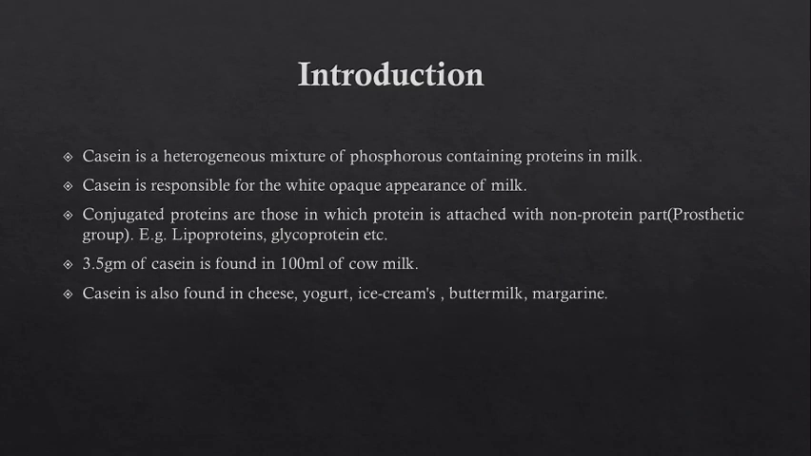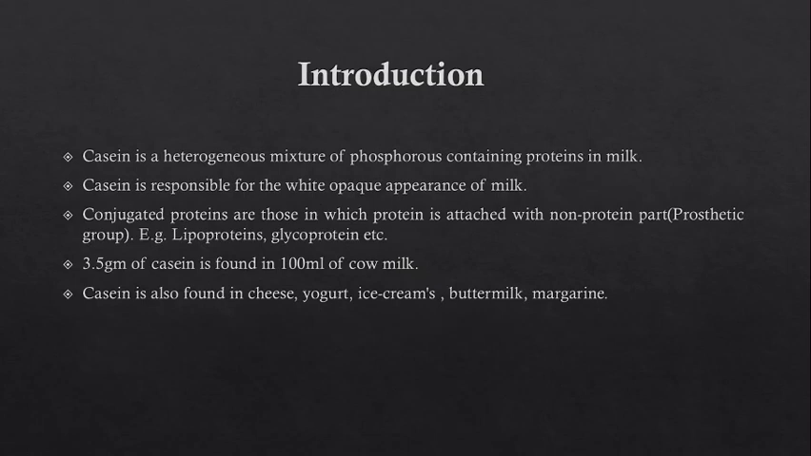Casein is not a pure protein. Casein is attached with a non-protein group, which is phosphorus. Therefore casein is a conjugated type of protein, and you also call casein a phosphorus-containing protein. Casein is responsible for the white color of the milk. Conjugated proteins are those in which the protein is attached with a non-protein part. The non-protein part is also known as the prosthetic group. Examples of conjugated proteins are the lipoproteins, in which lipids are attached with the proteins, and the glycoproteins, in which carbohydrates are attached with the protein.